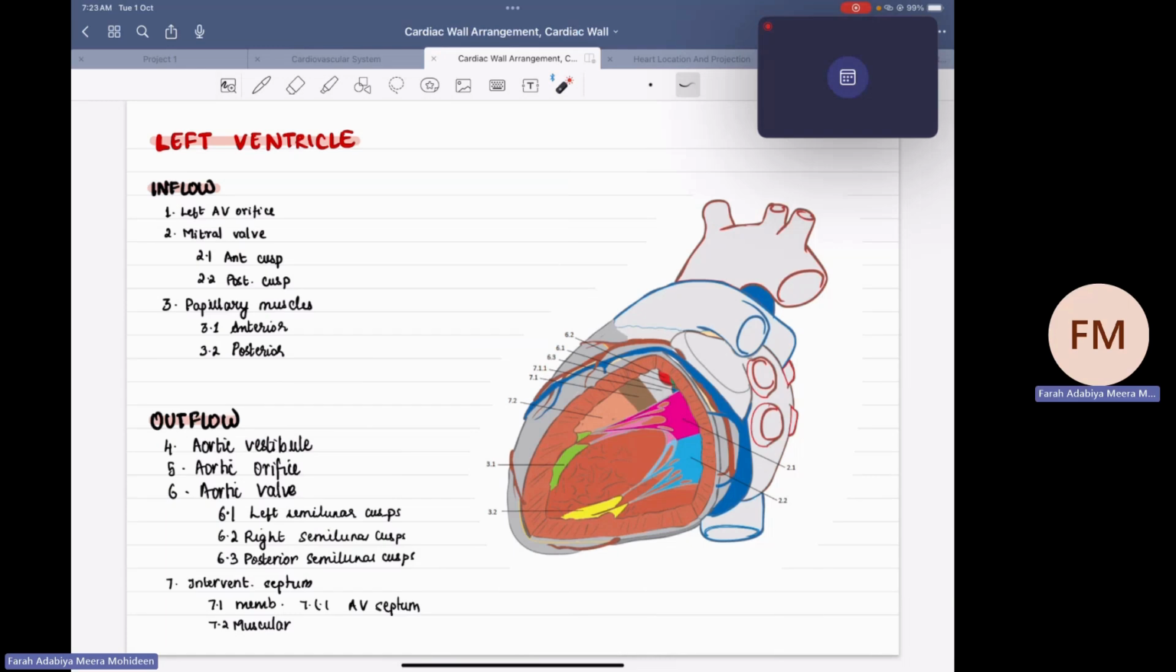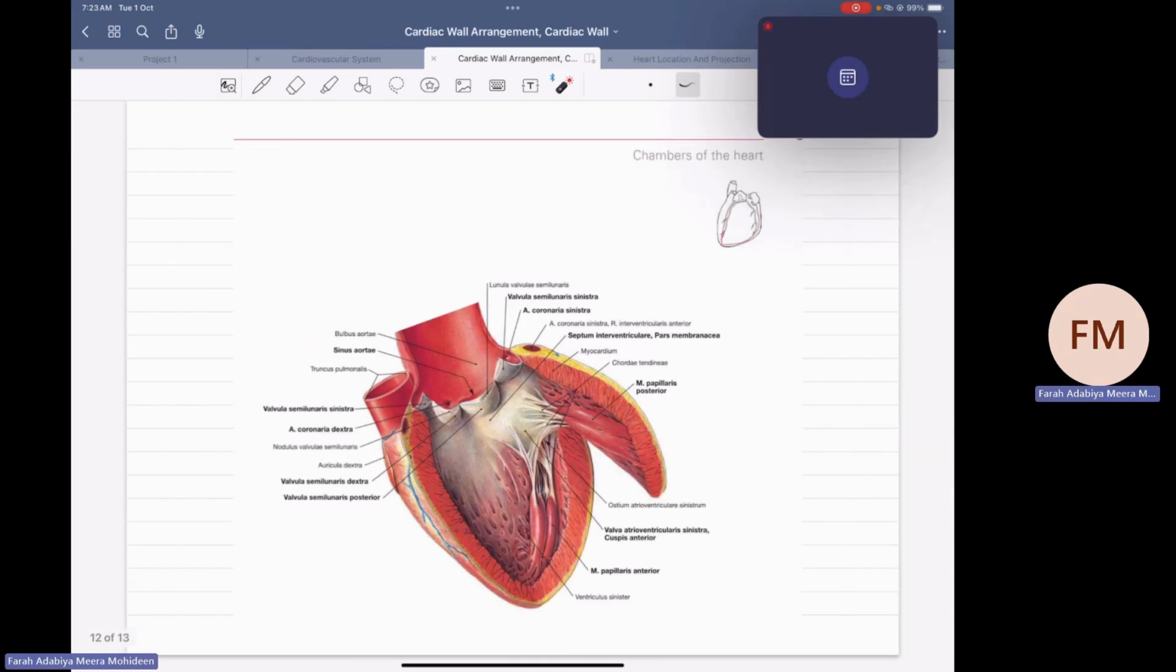Again, left ventricle, same things. Bicuspid valve, papillary muscles, anterior and posterior. Again, these papillary muscles are basically attached to your cusp. So, there's anterior and posterior in your left ventricle, and there's anterior, posterior, and septal in your right ventricle. And again, septum. That's it for the chambers of the heart.